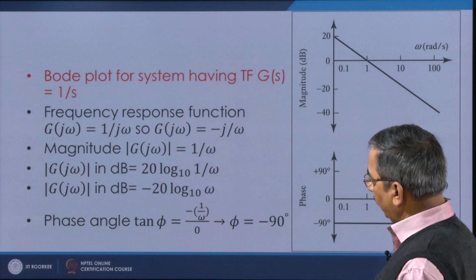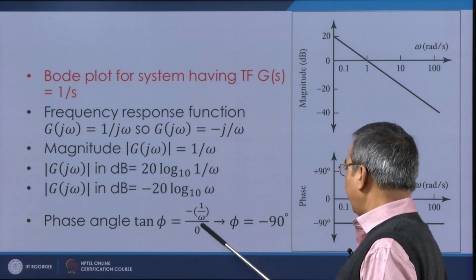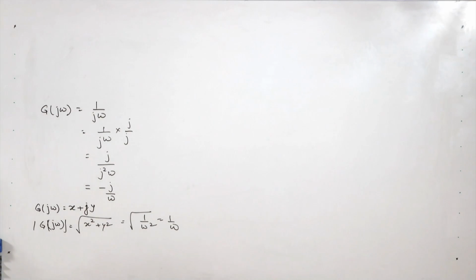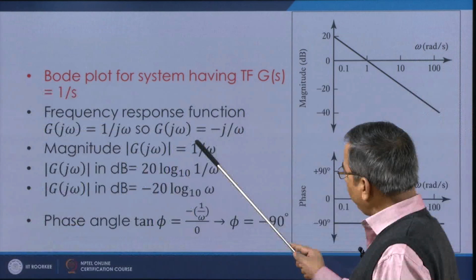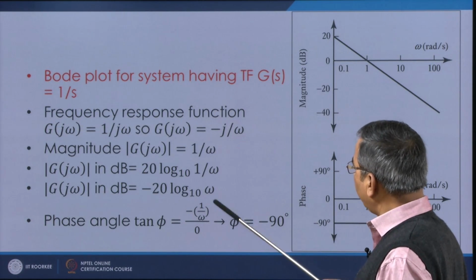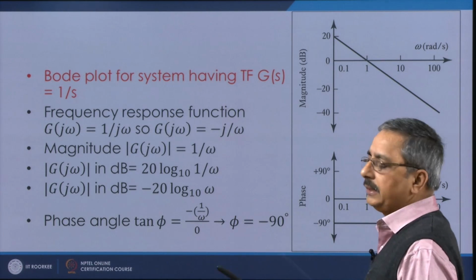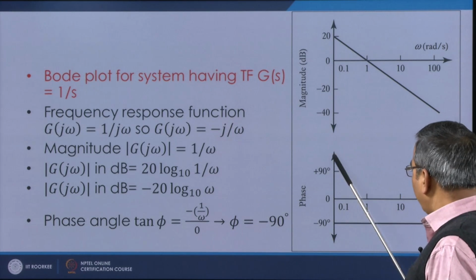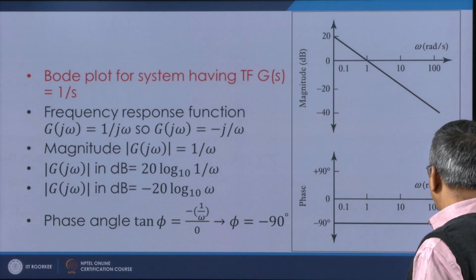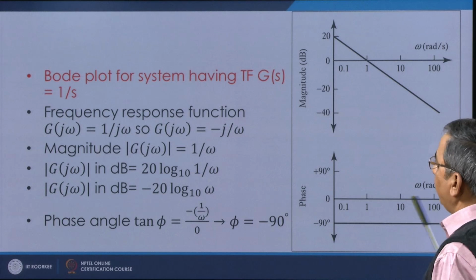Now, coming back to the phase angle phi, we know tan phi is y by x. From here tan phi will be y by x, and so y here is minus 1 by omega, the y component, and the x component is 0. So, from here we get phi equal to minus 90 degrees. Okay. So, I can plot the phase here, that is, its variation with omega is constant, and equal to minus 90 degrees.